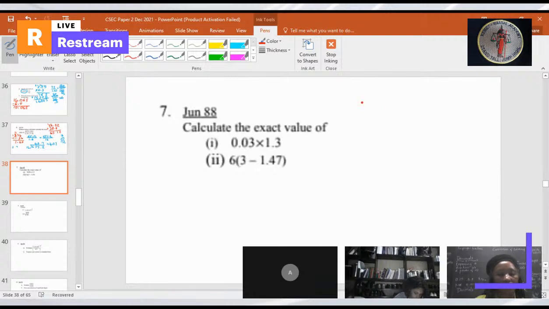Calculate the exact value of 0.03 times 1.3. So 0.03 times 1.3.